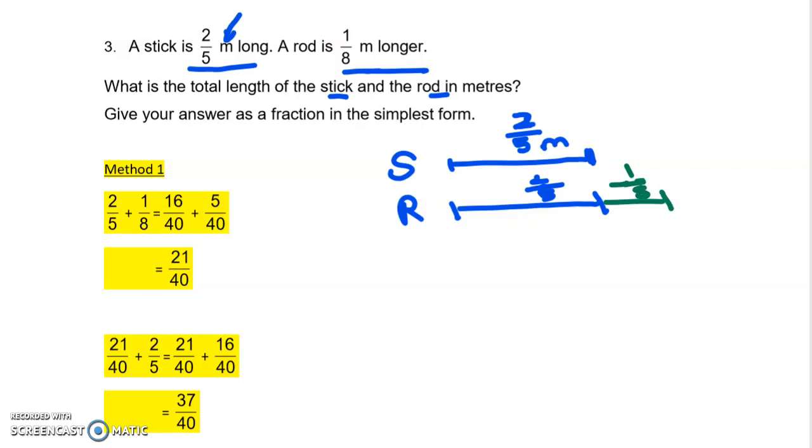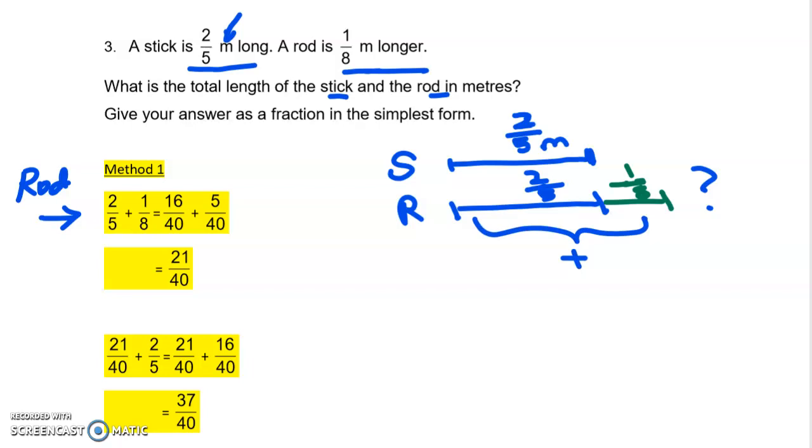Okay, so it's slightly longer there. So our first step is to find the length of the rod. That's where I worked out my answer here. This is the length of the rod. It's 2 out of 5 plus 1 out of 8. Okay, you've got to add them.